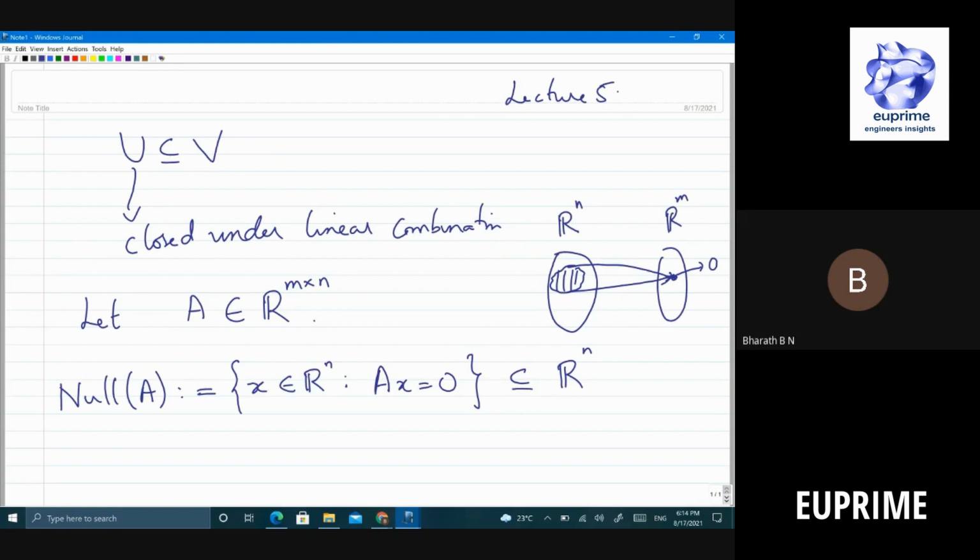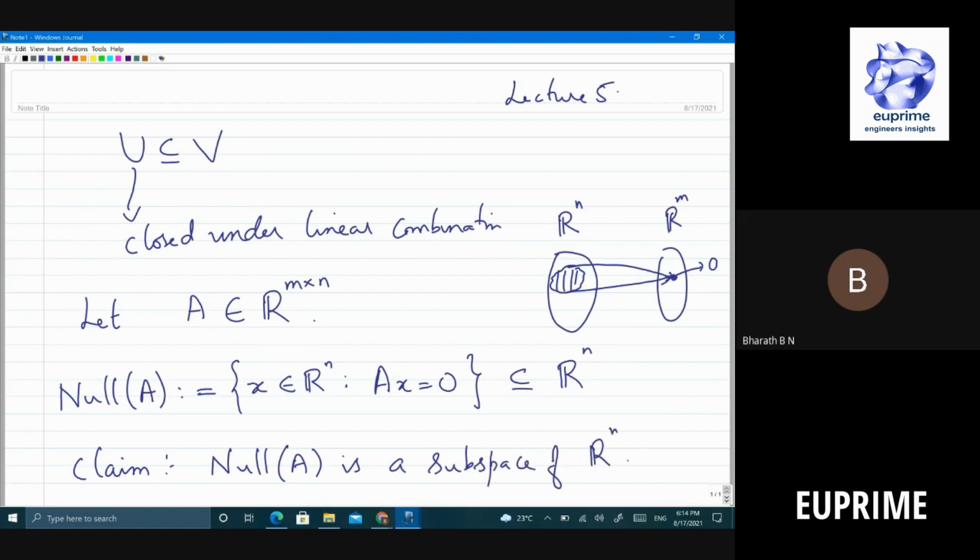It's also a vector space. In other words, null of A is a subspace of Rn. Okay, so claim: null of A is a subspace of Rn. So how do you show this?